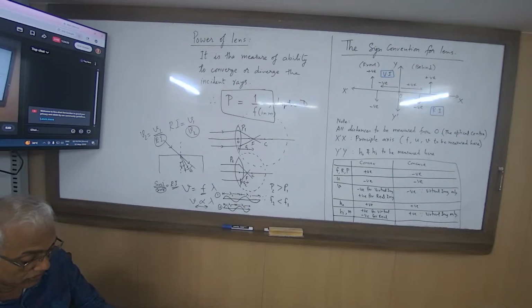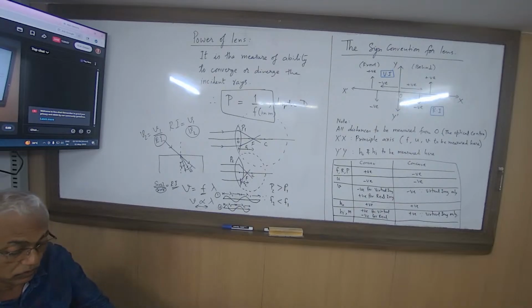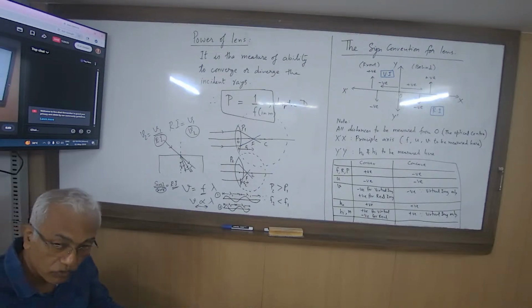So 17 is again a repeat of 12. Now the values are given. 17 is a repeat of 12. You can draw this. Now question 18 has got 9 questions, and these are numericals that we should do.